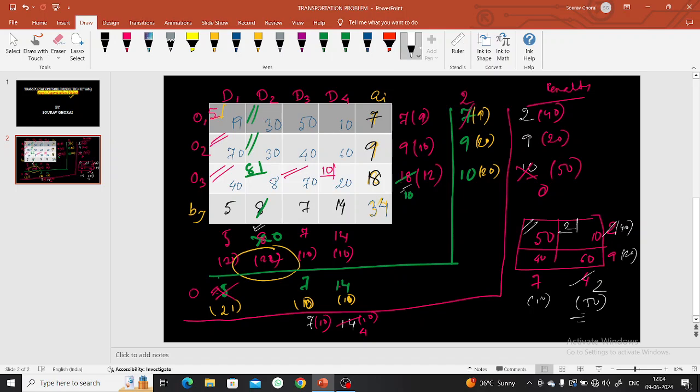Now which one is the minimum? 40, obviously. The demand is 7 and the supply is 7. Put 7 here. This will be 0, and only 2 is left. So the remaining allocation is 2.